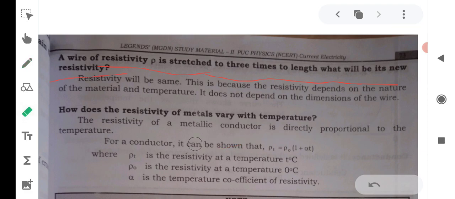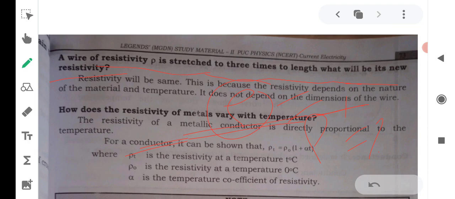This question is asked for knowledge. For example, students, this is one wire, and it is stretched, this side is stretching and this side is stretching, 3 times. Initially it has resistivity rho. After this stretching of the wire, what will happen to the resistivity? Rho dash equals question mark. What will happen to the change in resistivity?